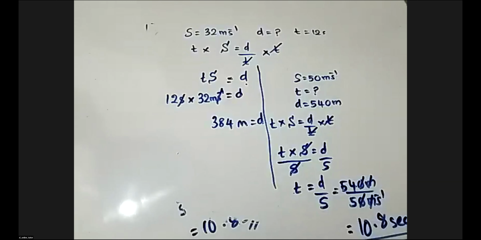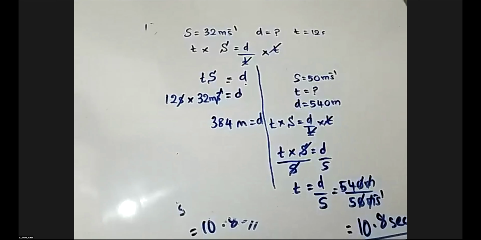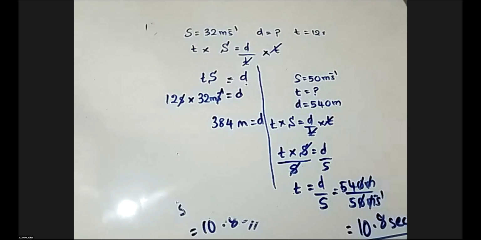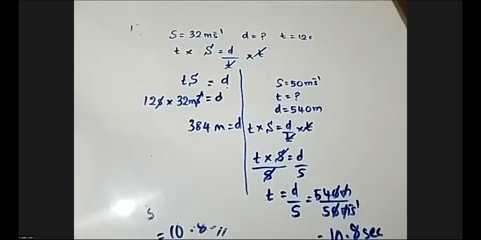Sorry, I didn't get you. What do you mean? 10.8 seconds. Okay, 10.8 seconds. Sorry, what were you trying to ask? I didn't get your question clearly. Okay, 10.8. Yes, correct. Right. Others, the one who asked the question, is it clear for you now?